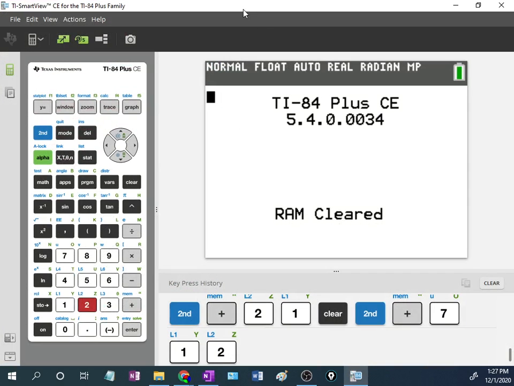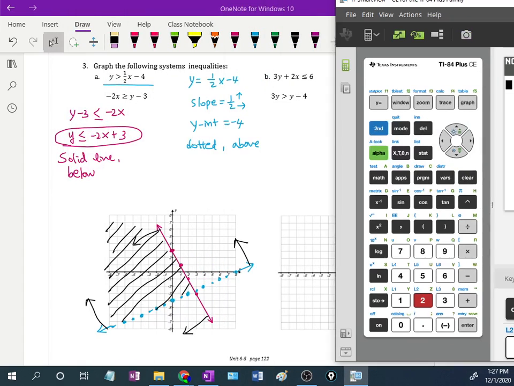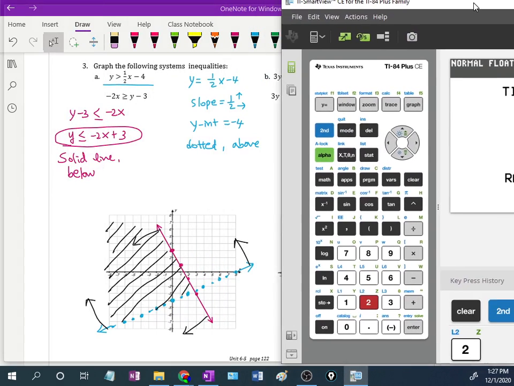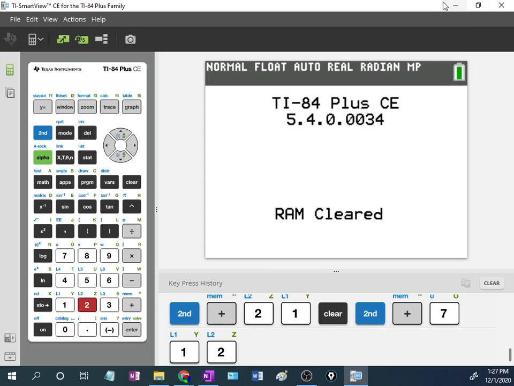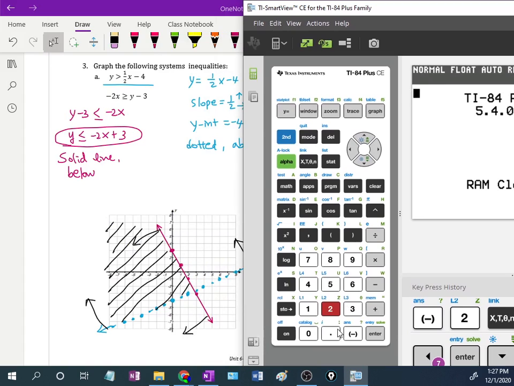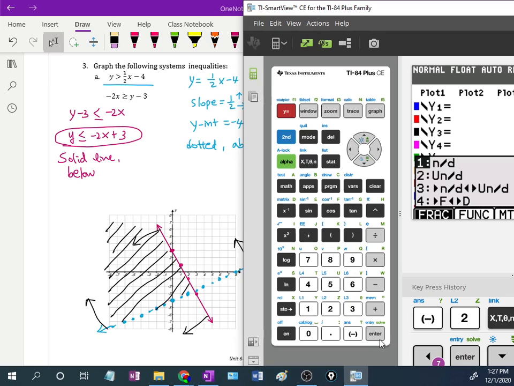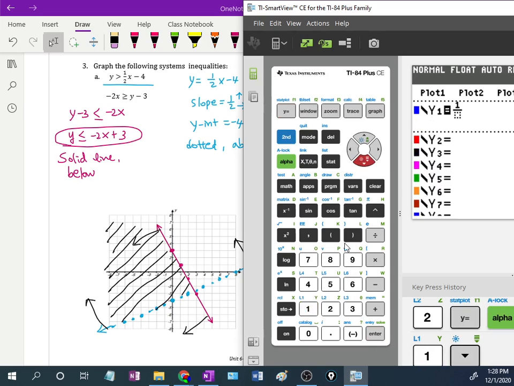All right, on my calculator, let me type everything. Second plus 7, 1, 2, I clear the RAM. And let's go to Y1. Let me type the first one. That is 1/2. So alpha Y equals, enter 1/2. That is 1/2 to the right, X, subtract 4.